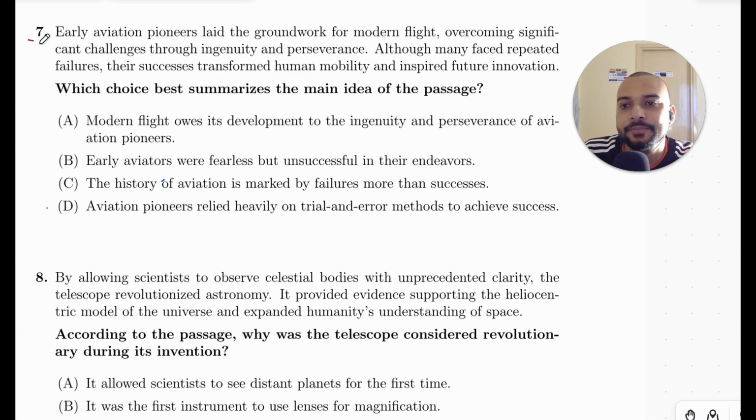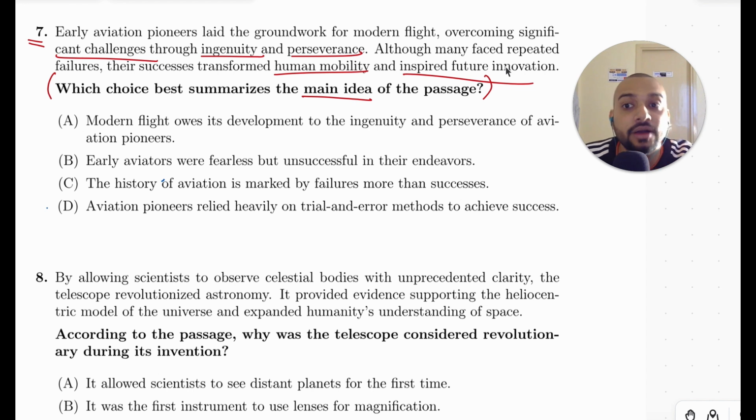Question number 7. Let's read the question instruction. Which choice best summarizes the main idea of the passage? For these questions, we read the entire thing. No shortcuts. Early aviation pioneers laid the groundwork for modern flight, overcoming significant challenges through ingenuity and perseverance. Although many faced repeated failures, their successes transformed human mobility and inspired future innovation. Okay, so it's talking about early aviation pioneers who faced a lot of challenges and difficulties before eventually finding success in mobility and aviation.